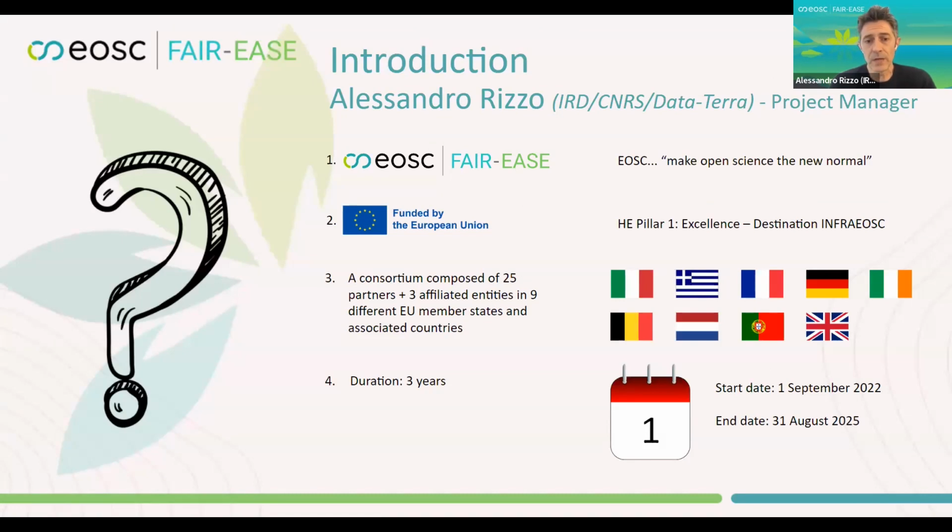For those of you that are not really familiar with this acronym, EOSC stands for European Open Science Cloud, whose main objective is to make open science the new normal. To do so, some major activities have been identified, among them supporting openness, enabling fairness, and enhancing federation of infrastructure. And these three dimensions are more or less the building blocks also of the FAIREASE project.